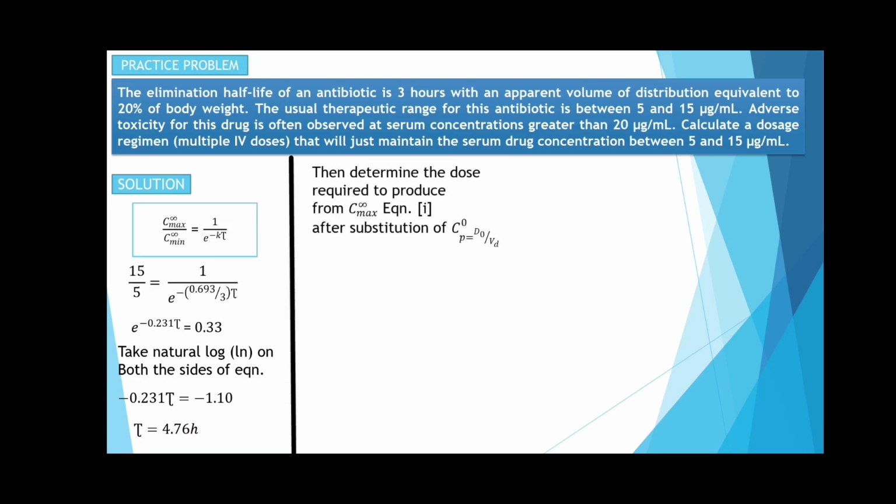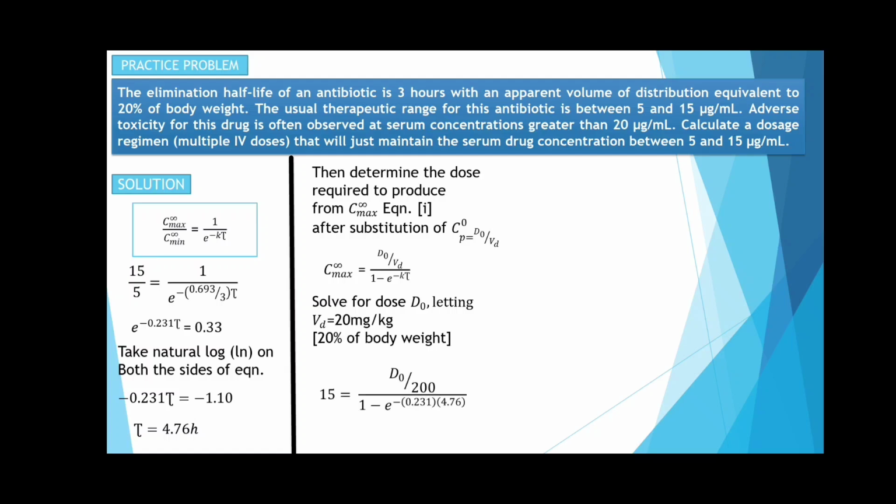So next we will calculate the dose, determining the dose required to produce the maximum steady state concentration from the first equation, and we'll substitute it in this manner. So we get the maximum steady state concentration is equal to D naught by Vd divided by 1 minus e to the power of minus k tau. Now add all the values and solve for dose D naught, with Vd 200 mg per kg, since in the problem itself it is given as 20% of the body weight. So we'll have the value like this, and by calculating we will have the value of D naught, that is, dose equal to 2 mg per kg. Okay, so after every 4.76 hours we need to give 2 mg per kg of dose for that individual.